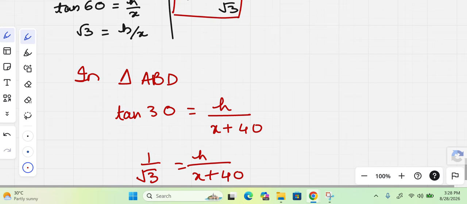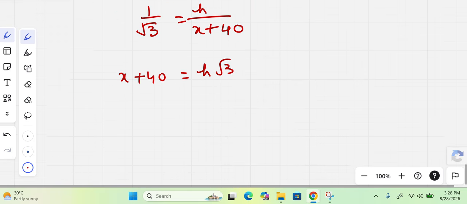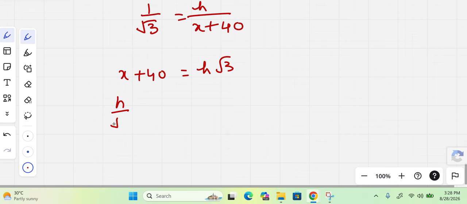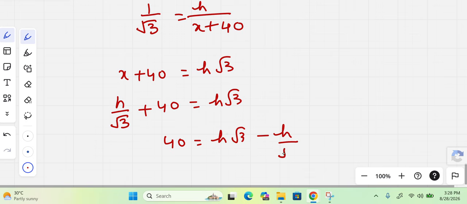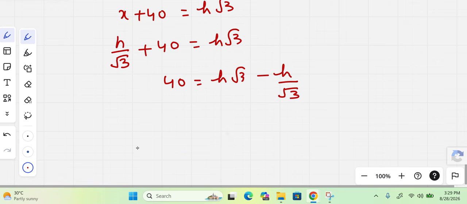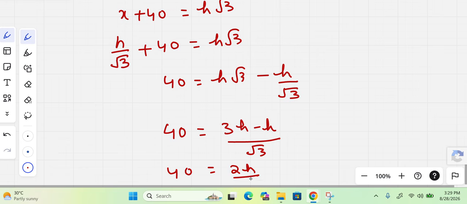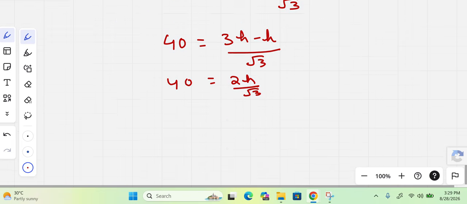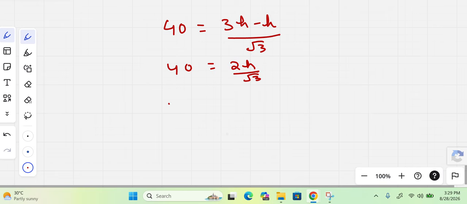Now x I had said something. X is equal to h by root 3. So I can put it here. Plus 40 equal to h root 3. 40 is equal to h root 3 minus h by root 3. LCM, it becomes 3h minus h by root 3. Correct now? Right or wrong? So this 2 comes here, it becomes 20 root 3 equal to h.